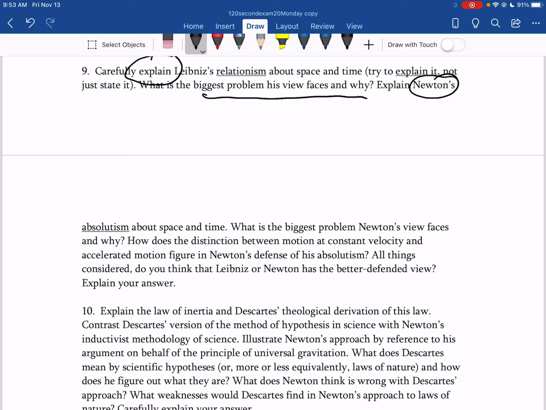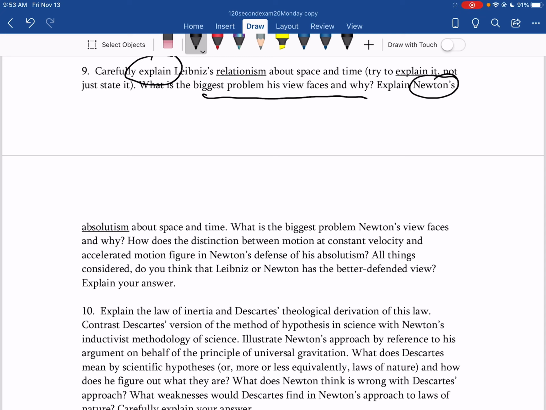Absolutism says that space is a propertyless quasi-container of objects, and time is a propertyless quasi-container of events. You don't have to use this quasi-container talk, but you need to get across this idea that these are things which have no discernible features. That's the heart of Newton's absolutism. That's what's weird about it.